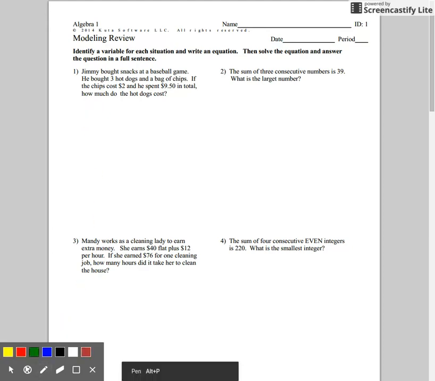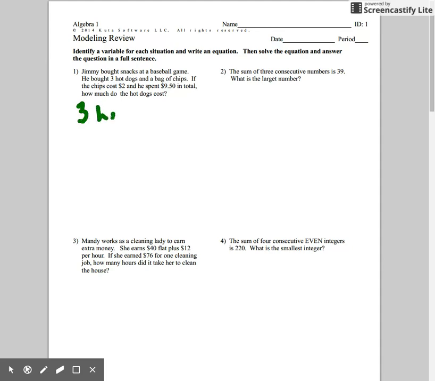So what I like to do is organize my work first by writing down the facts that I know. So I know he has 3 hot dogs. And because it said a bag of chips, I know he has 1 chips. If the chips cost $2 each, I know that he spends $2 on the chips, right? And then they tell me that the total spent was $9.50.